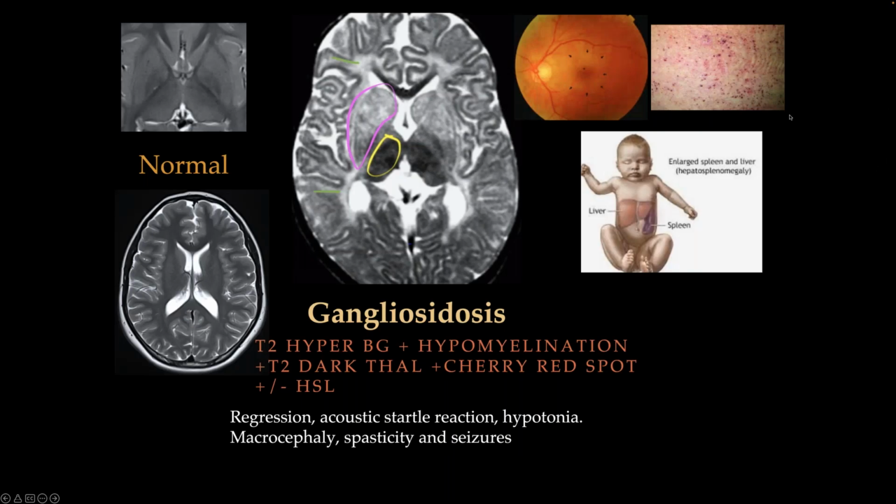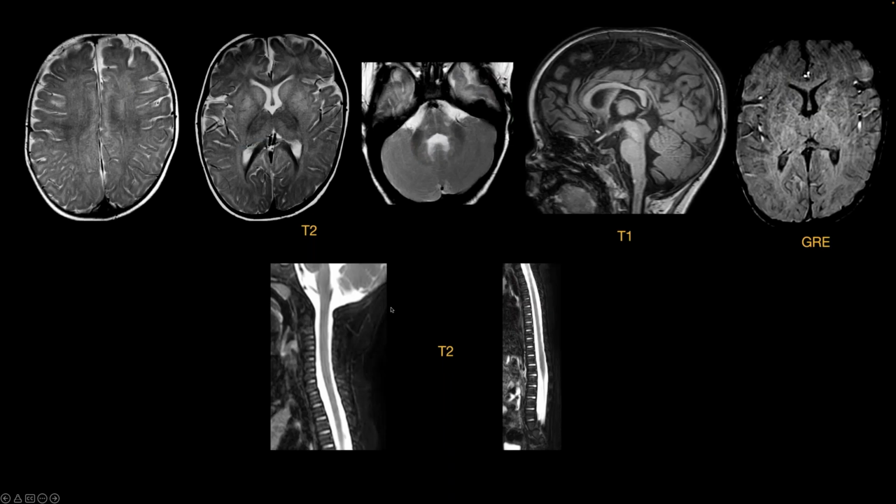Nothing on the GRE sequences. Spine was clear and the cord appears normal, no focal abnormalities or thinning of the spinal cord. We have only these images. Diffusion and ADC sequences are not available.